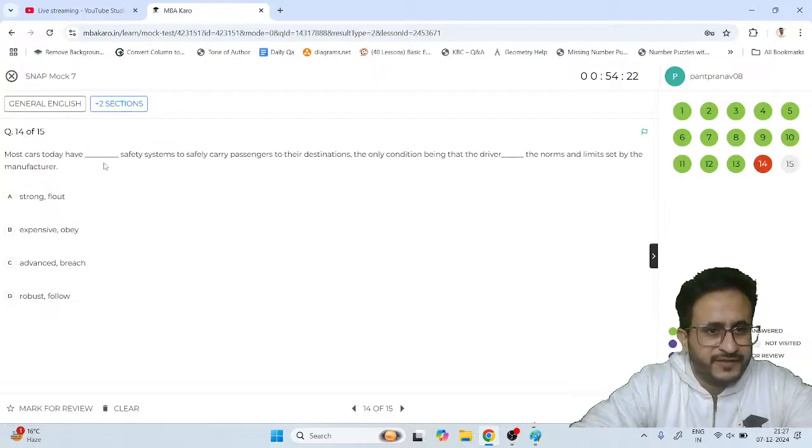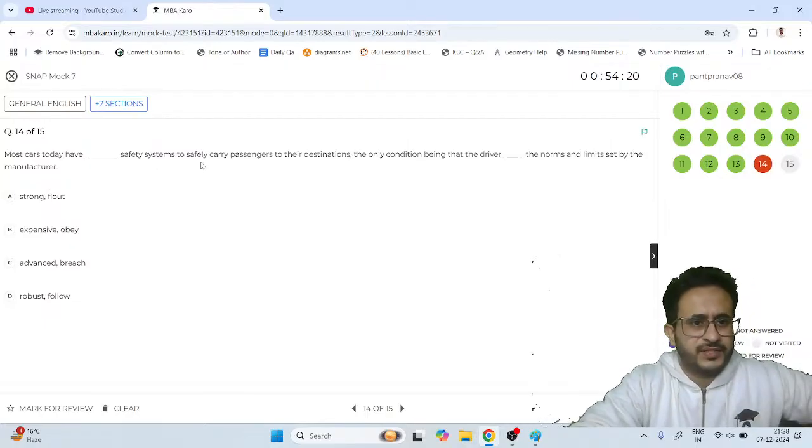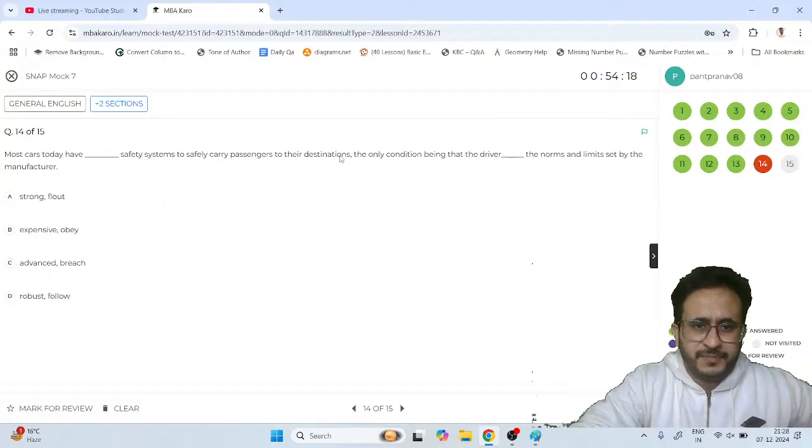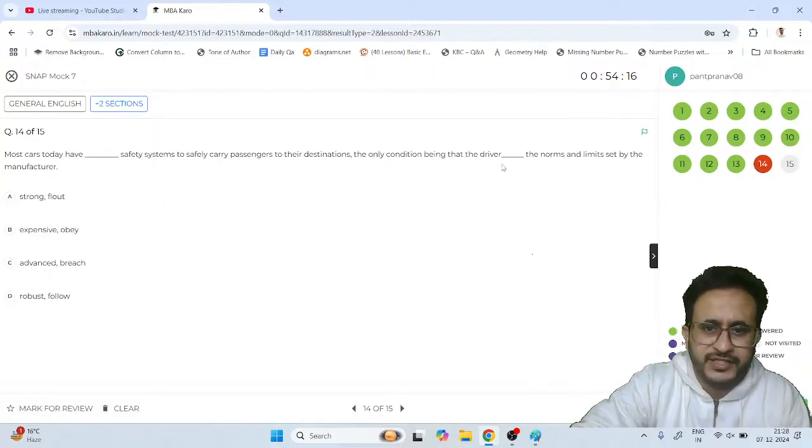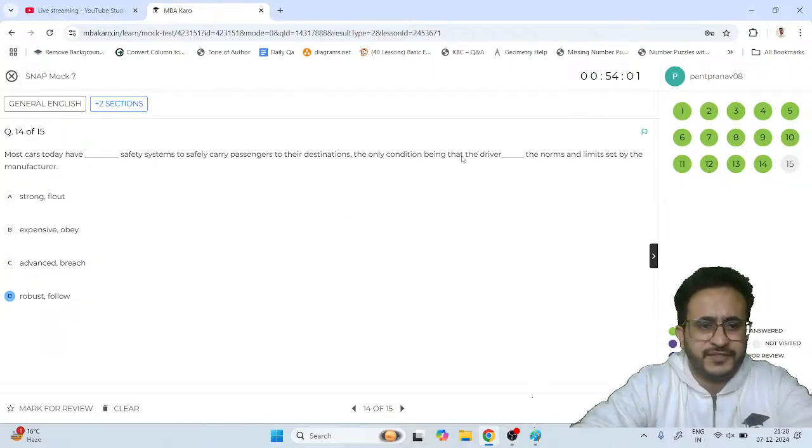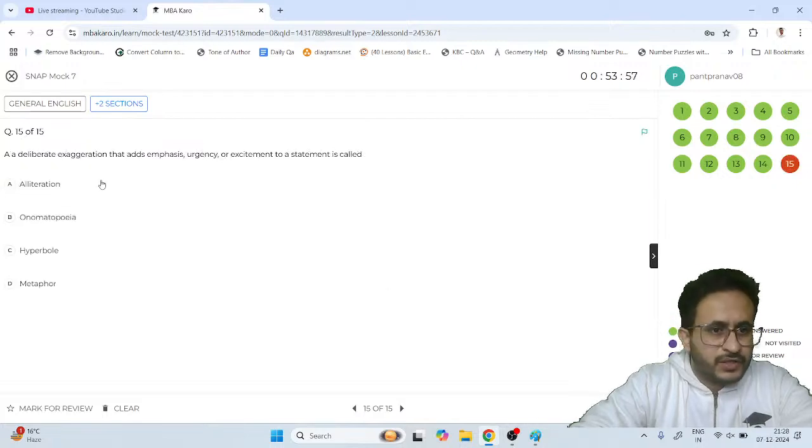Most cars today have dash systems to safely carry passengers to their destinations, and the only condition being that the driver, norms and limits set by the manufacturer. Advanced and breach could be the ones. Robust and follow, because the condition is that the drivers should follow the norms. Deliberate exaggeration is hyperbole. Okay, so we have done this on time.